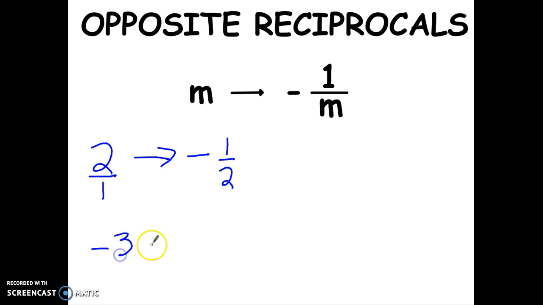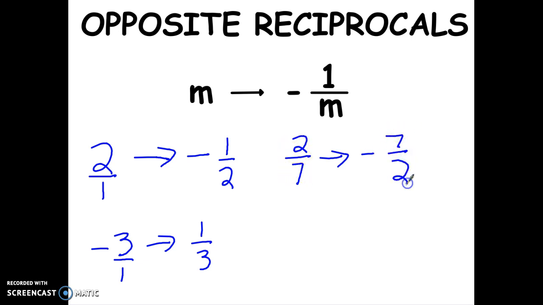What about negative 3? Again, opposite sign, so it's going to be positive. Flip the fraction, 1 over 3. If you're ever given a whole number, if it helps, turn it into a fraction to begin with, okay? All right, what about 2 over 7? The opposite reciprocal would be negative, flip the fraction, 7 over 2. Let's do one more. What about negative 3 over 5? Opposite sign, so it's going to be positive, flip the fraction, 5 over 3.